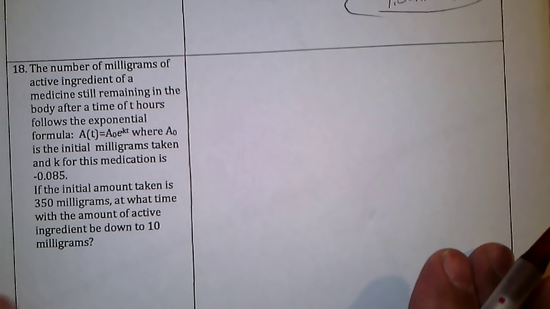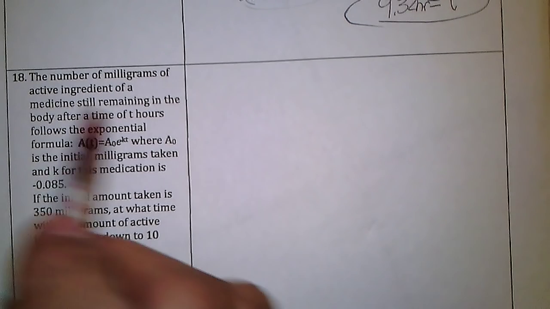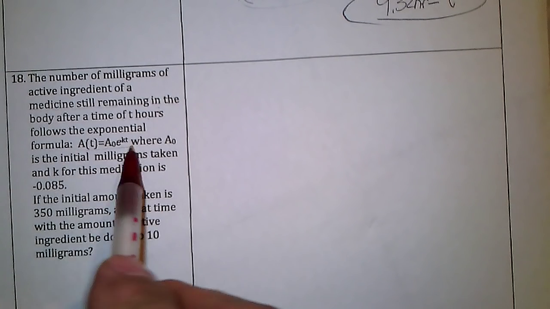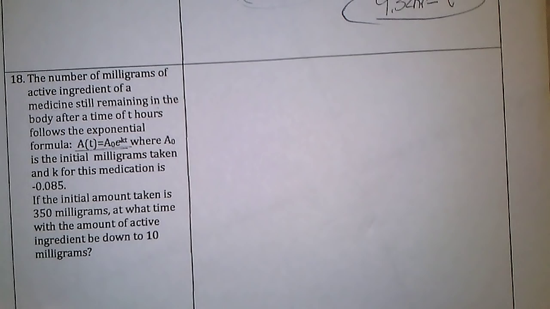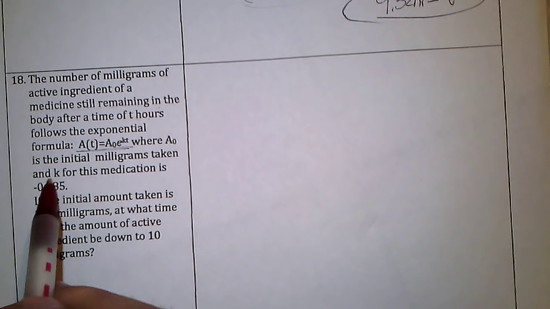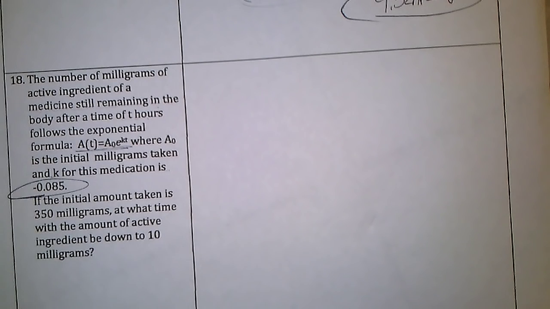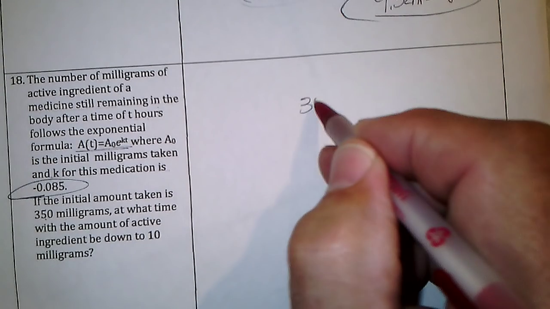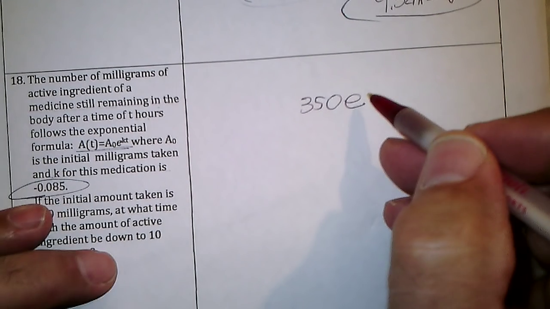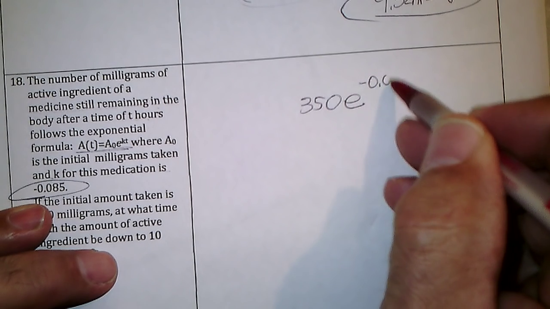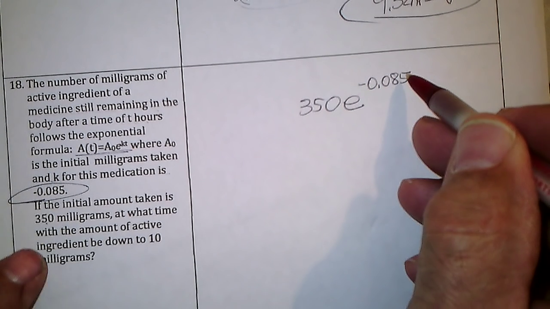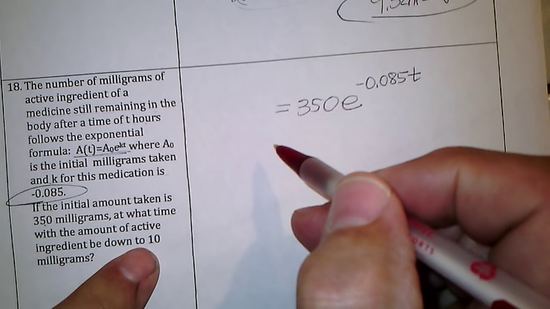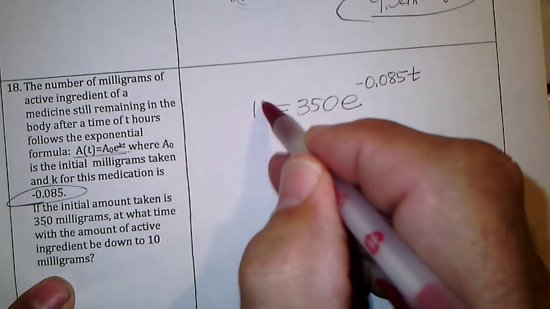And finally, the last problem. The amount of medicine remaining in the body after t hours is this formula. So k is going to be negative because it's decreasing. And k for this medication is negative. If the initial amount is 350, so we put that in for A0, so we've got 350 e to the negative 0.085 t equals the amount left, and it goes down to be 10 milligrams.